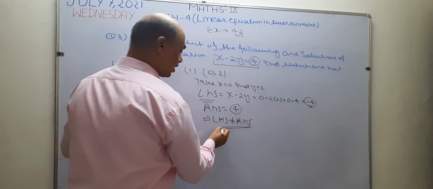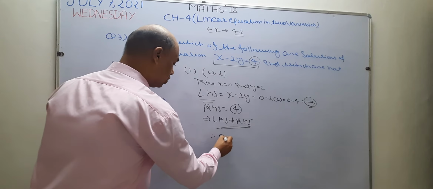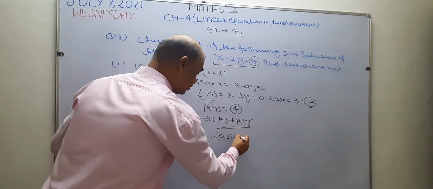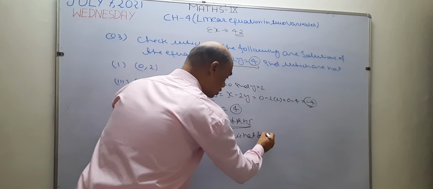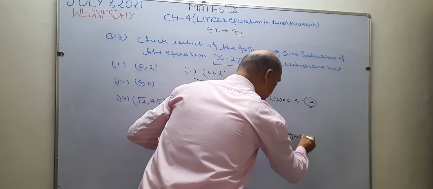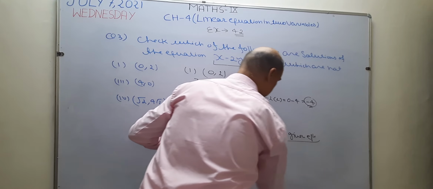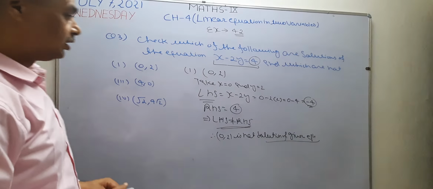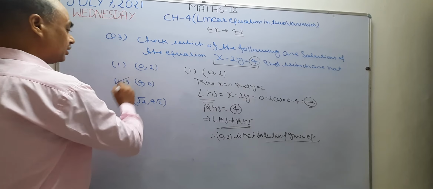When these two sides are not equal, therefore (0, 2) is not a solution of the given equation. This is the answer. Okay, now I want to check the third part.